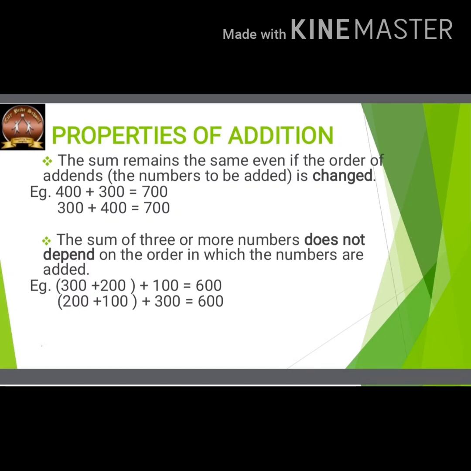The second property says the sum of 3 or more numbers does not depend on the order in which the numbers are added. That means if I have 3 numbers in all, I can make the group of any 2, but when I add all 3 together, still my sum will not change. For example, 300 and 200 I have kept in a bracket, and 100 is outside the bracket. 300 plus 200 gives me 500, plus 100 will give me 600. Similarly, if I take another 2 numbers in the bracket and add up with all the 3 numbers, it will still give me the same sum.